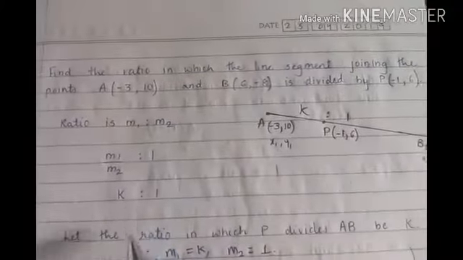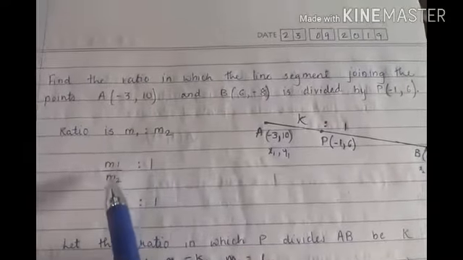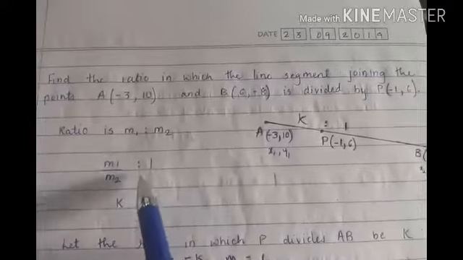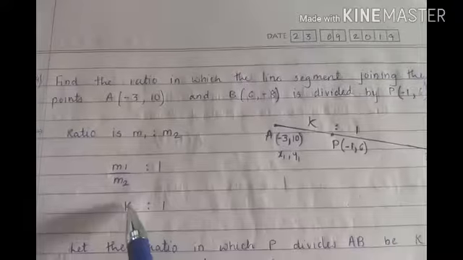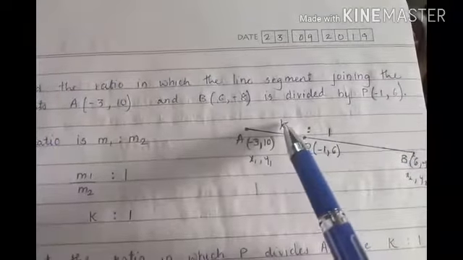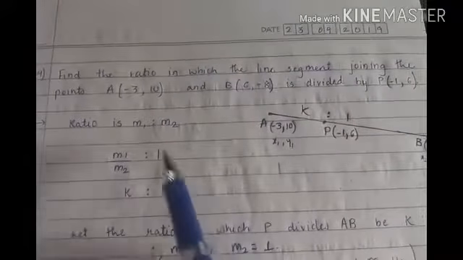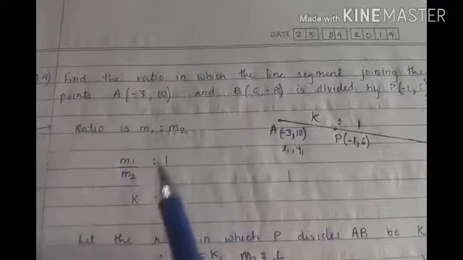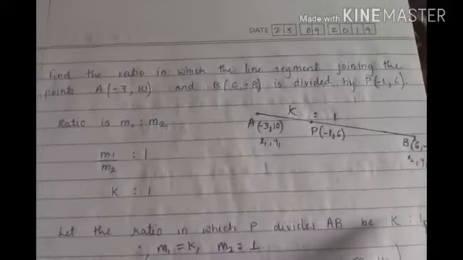So here I have explained how you get K is to 1. M1 is to M2, M2 comes down, it is like M1 upon M2 is to 1, and M1 upon M2 is K. So basically M1 upon M2 is K, so K is to 1. Hence this ratio is K is to 1. Your first statement should be: let the ratio in which P divides AB be K is to 1, but you write this down for your understanding.